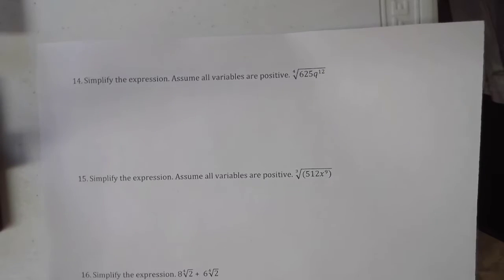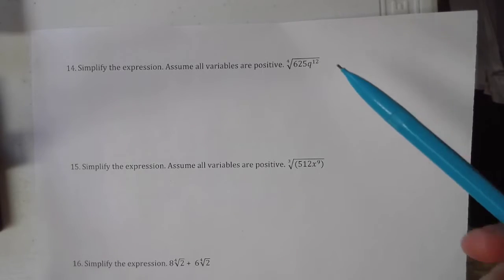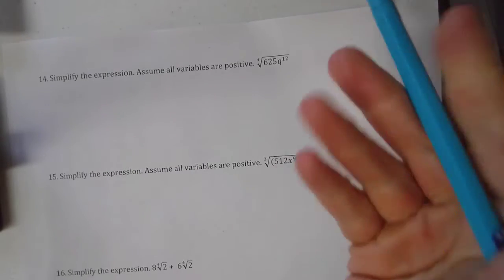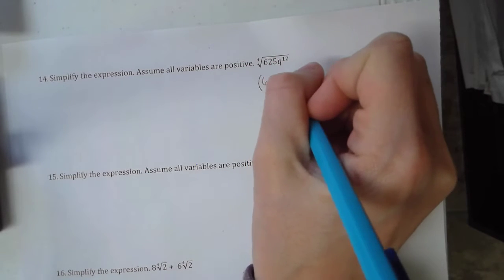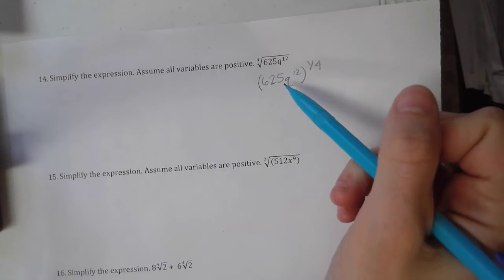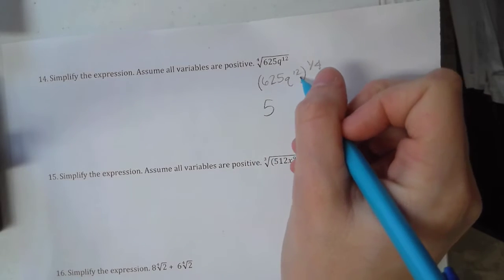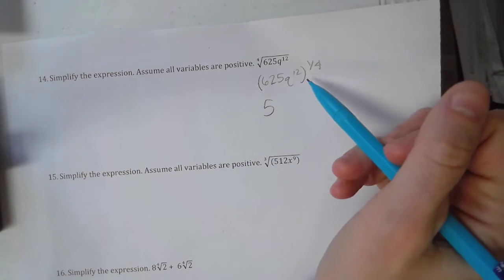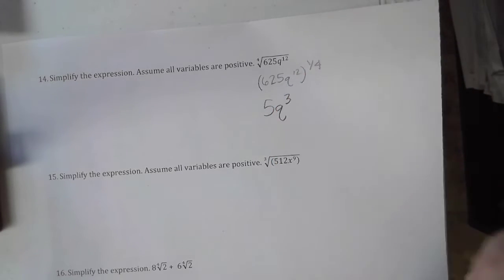For number 14, I'm going to take the 4th root of both of these. Remember, this is the same thing as raising it to the 1/4 power. So you can write it like that if you'd like to. 625 raised to the 1/4 power is just 5. And q to the 12th raised to the 1/4 power, power to power, we multiply. So 12 times 1/4 will give you 3. And that'll be your answer.